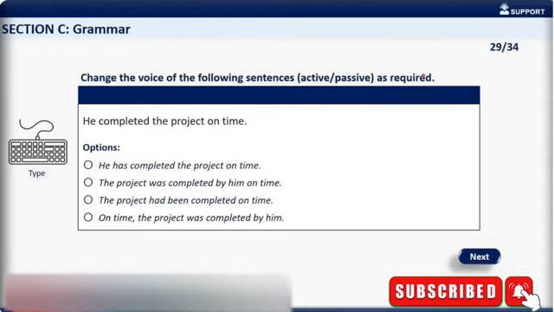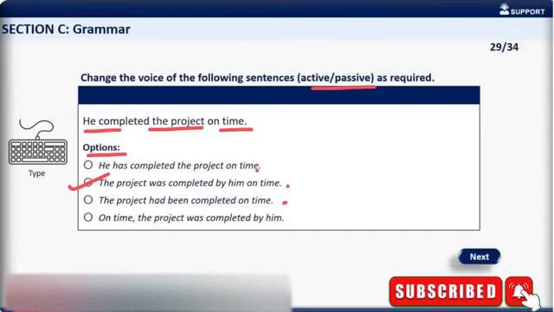Change the voice of the following sentences, active or passive, as required. The statement is: he completed the project on time. The options given to us are: he has completed the project on time; the project was completed by him on time; the project had been completed on time; on time the project was completed by him. The correct answer in this case is: the project was completed by him on time.